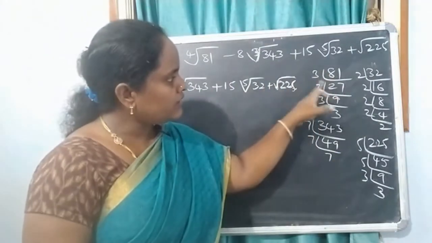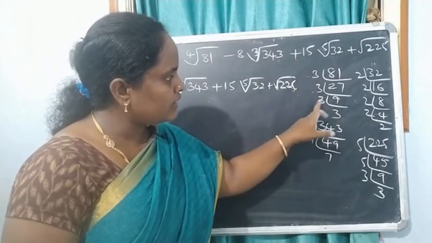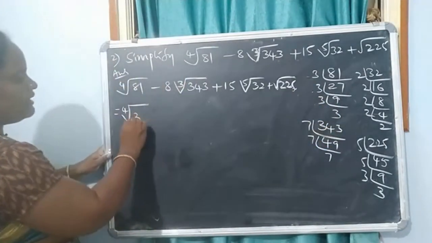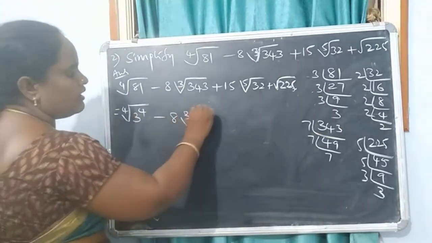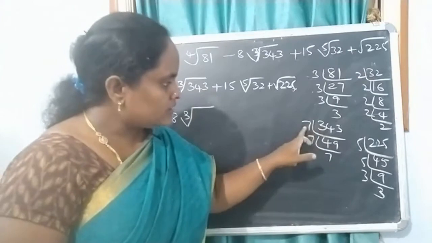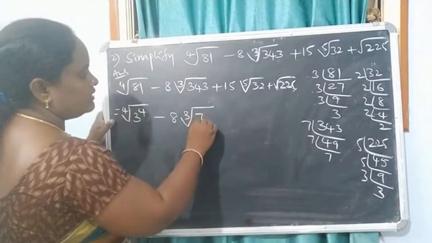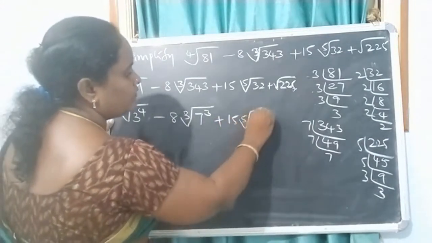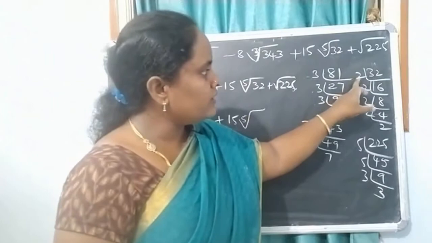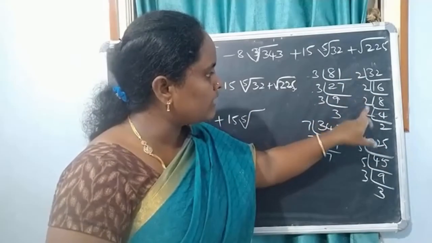So 81: 3 27s, 3 9s, 3 3s. So how many 3s are there? 1, 2, 3, 4. So 81 can be written as 3 power 4, minus 8 into cube root of 343: 7 49s, 7 7s. So it is 7 cube. 343 can be written as 7 cube, plus 15 into 5th root of 32. If you observe here, 2 16s, 2 8s, 2 4s, 2 2s. How many 2s are there? 1, 2, 3, 4, 5.